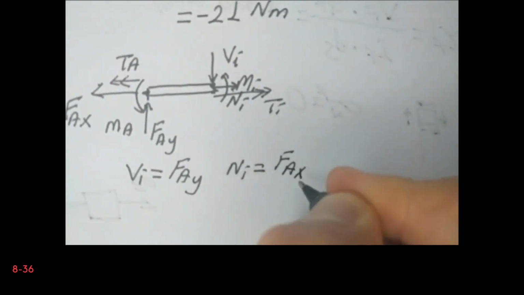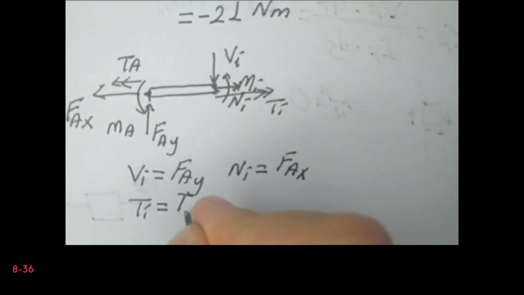Now obviously we can calculate the values. It's quite simple and straightforward. So VI is equal to FAY from the equilibrium conditions. So NI is equal to FAX, TI is equal to TA, and MI is equal to minus MA.